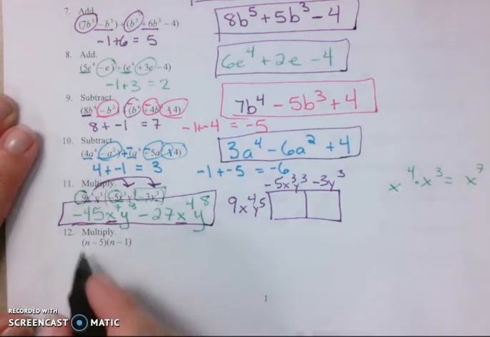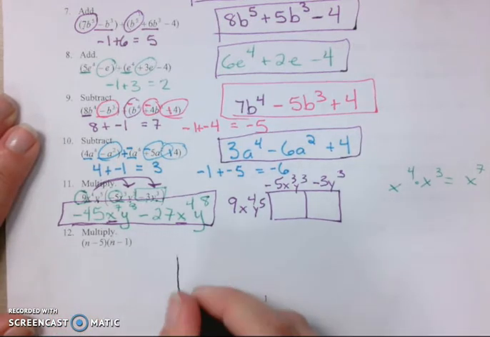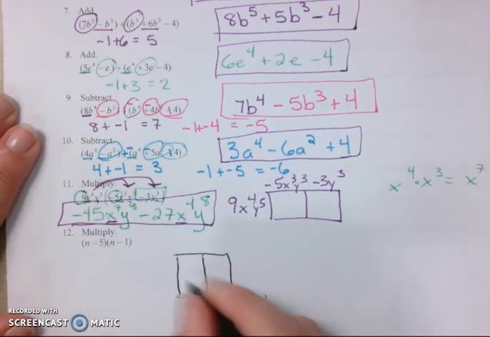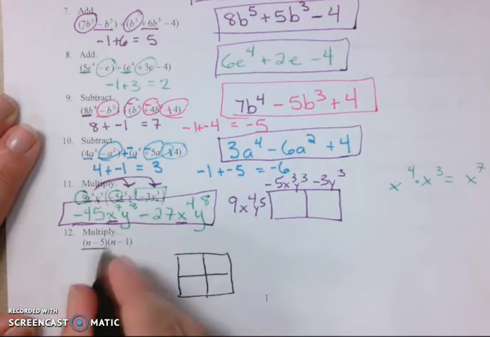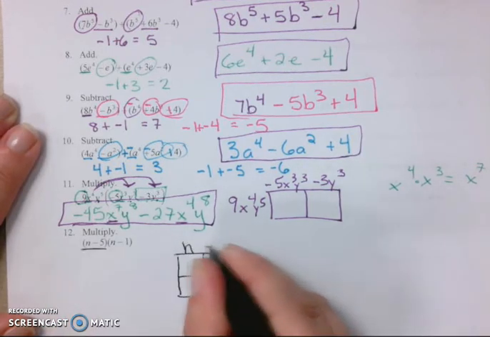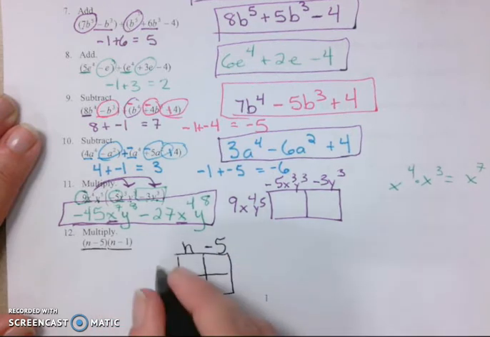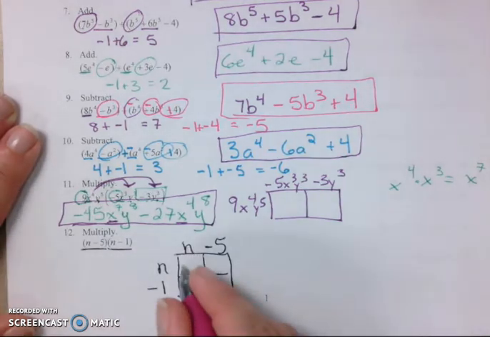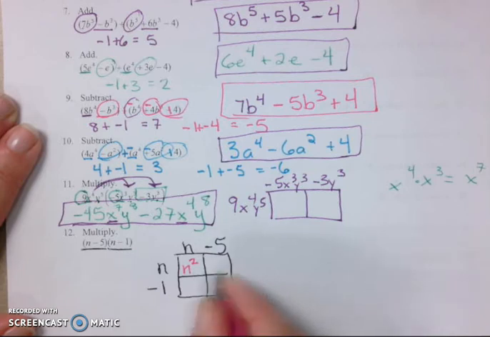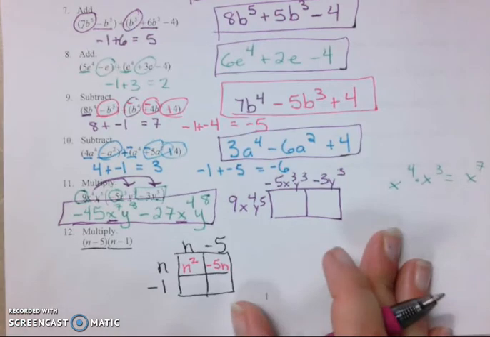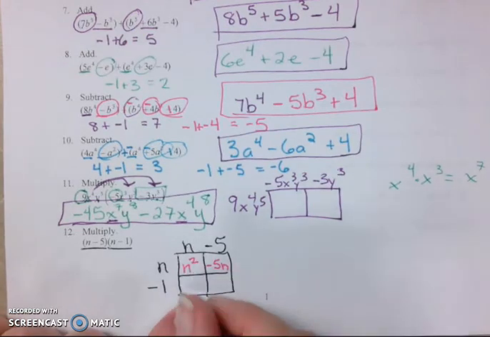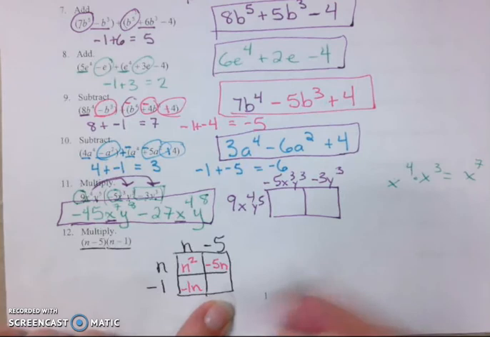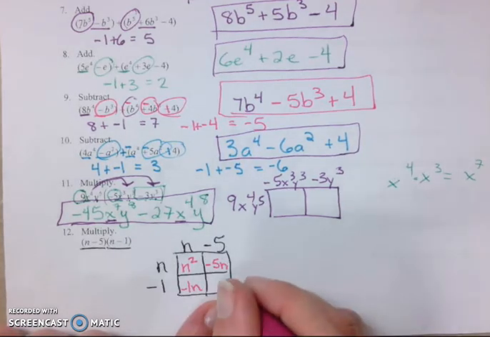Okay, now we're using the box method. 2 by 2 box. This first term I write on the top, n and negative 5, and then here, n and negative 1. Okay, we're multiplying these together to fill in our box. n times n gives you n squared. To get this box, n times negative 5, negative 5n. To fill in this box, negative 1 times n is negative 1n. And to fill in this box, negative 1 times negative 5 is positive 5.